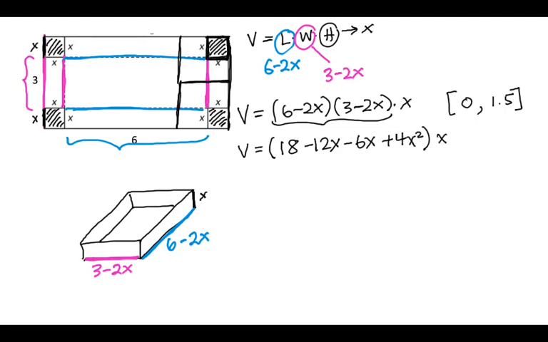And then I've still got that x hanging out outside. Again, I'm just simplifying this because I need to take the derivative to find critical points, to find the absolute maximum. So I've got 18 minus 18x plus 4x squared, times x. And then I'm just going to distribute the x through.